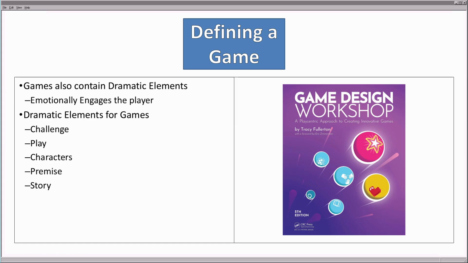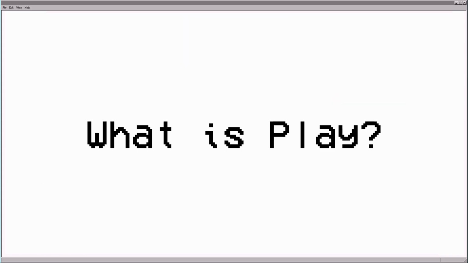Otherwise, we would not become so upset when we lose a very close contest. In addition, characters, premise, and story act as additional supporting elements that can emotionally engage a player. Not all games need characters or story, but it can be useful to make the play more meaningful for the player. We may have noticed that in both the formal and dramatic elements, the concept of play was mentioned. However, what is play? And how does that relate to games?